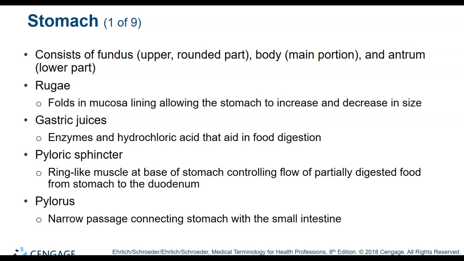At this point, there in the stomach, there are different types of gastric juices, enzymes, and hydrochloric acid that actually start to help that chemical breakdown of food again. Now, at the end of the stomach, before it goes off into the small intestine, we now have something called the pyloric sphincter. And again, just like the other one, it's a ring-like muscle, but this is at the base of the stomach, and it controls the flow of that partially digested food from the stomach to the duodenum. The pylorus, again, is that narrow passageway that connects the stomach to the small intestine, hence the name pyloric sphincter.